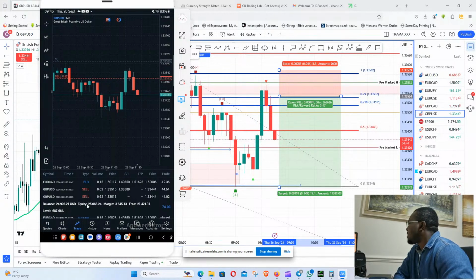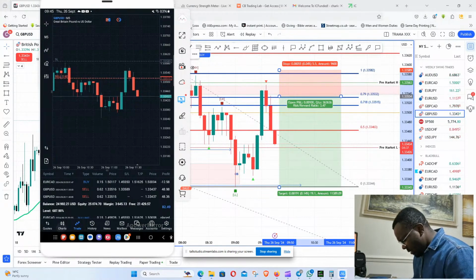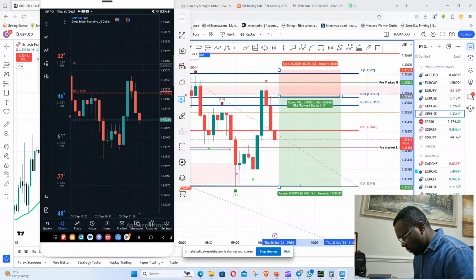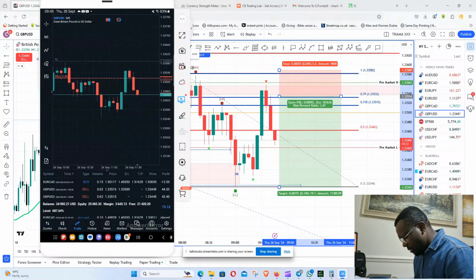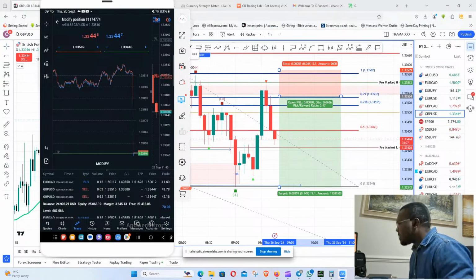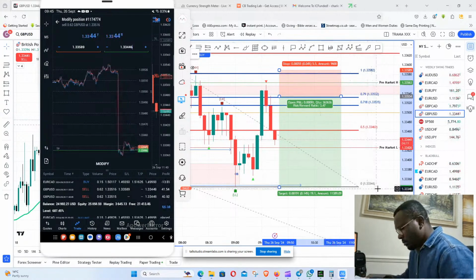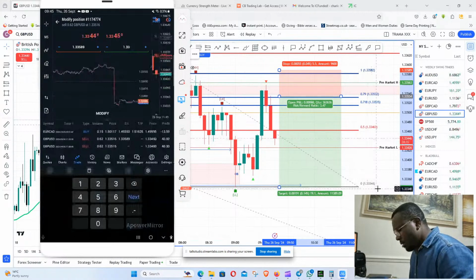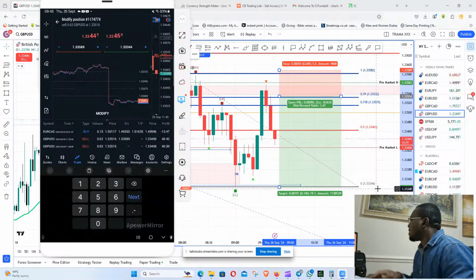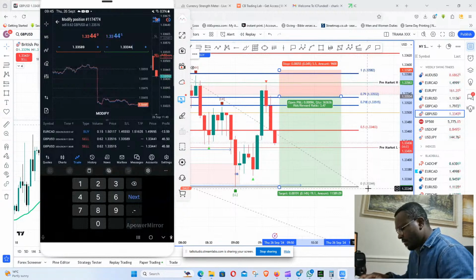So I think I should just set it. Let me just set it quickly. I'm setting my TP area. Trade, modify. Our TP is 1.33344. That's our TP area, 1.33344, which is here. Okay, modify.